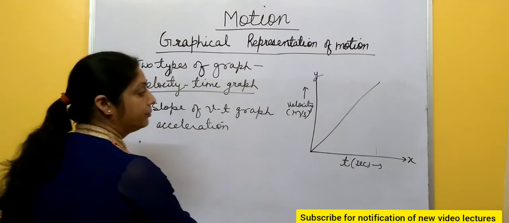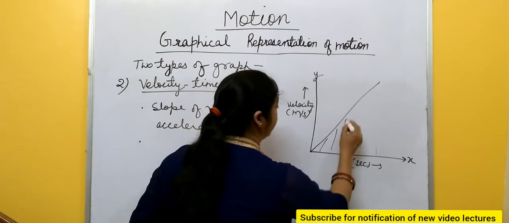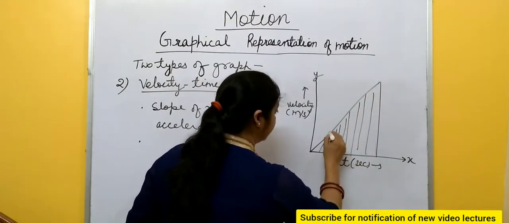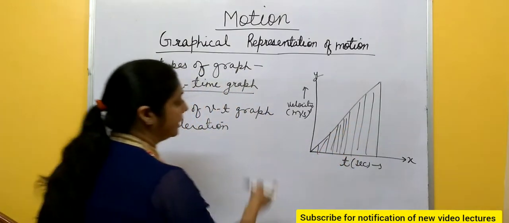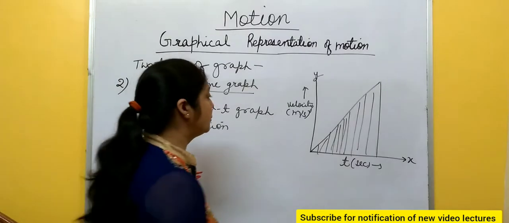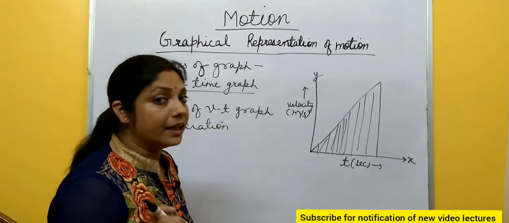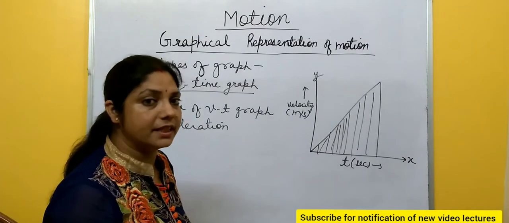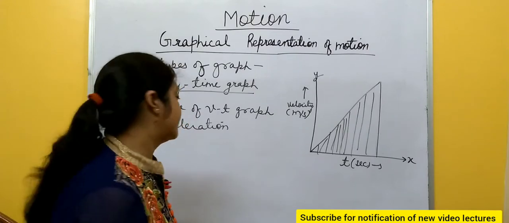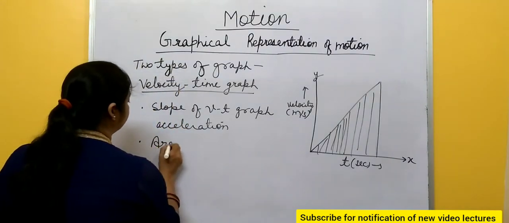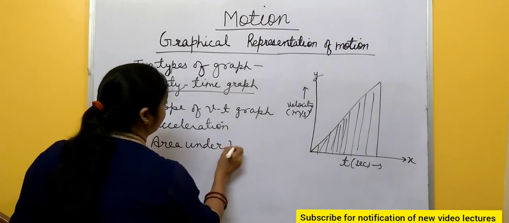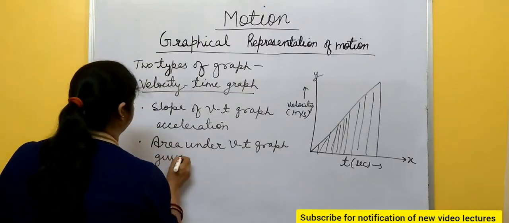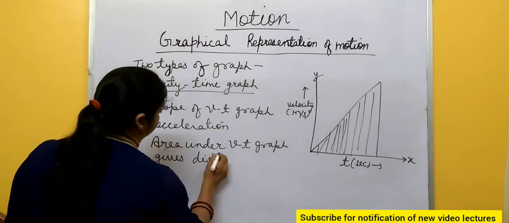And one more thing, the area under the curve in case of the velocity time graph. Suppose this is the area under the curve. The area under the curve in the velocity time graph is velocity into time, and it gives distance or displacement. If it is a speed time graph, it gives distance, and if it is a velocity time graph, it gives displacement. So you can write: area under the velocity time graph gives displacement.